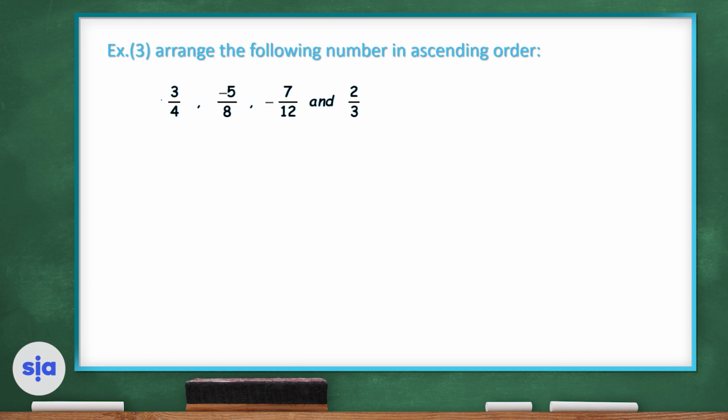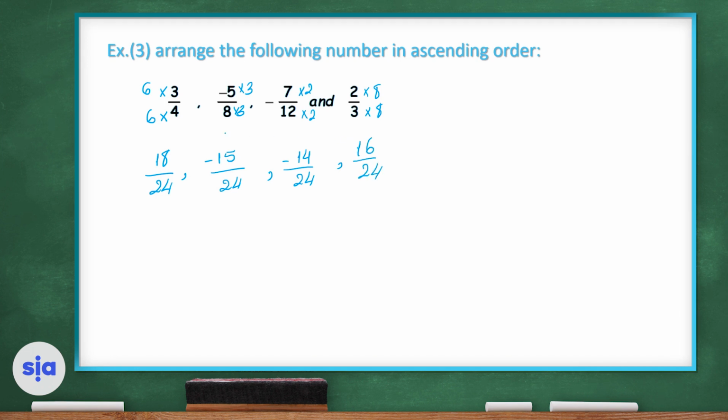Here, the common denominator will be 24, so we multiply this up and down by 6. It will be 18 over 24. We multiply here up and down by 3. It will be negative 15 over 24. After that, we multiply here up and down by 2. It's negative 14 over 24. And the last one, we multiply up and down by 8. So it's 16 over 24.